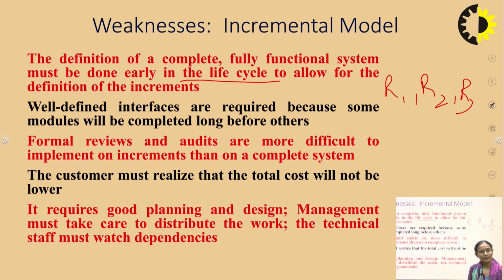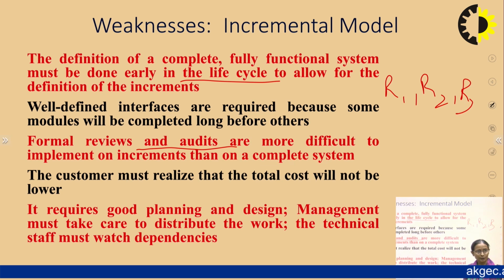Formal reviews and audits are more difficult to implement on increments than on a complete system, because here you are reviewing just a particular increment. But at the end, it may be possible that when you get a complete system, its quality is not up to the mark. The customer must realize that the total cost will not be lowered. It requires good planning and designing. Management must take care to distribute the work, and the technical staff must watch the dependencies among themselves.